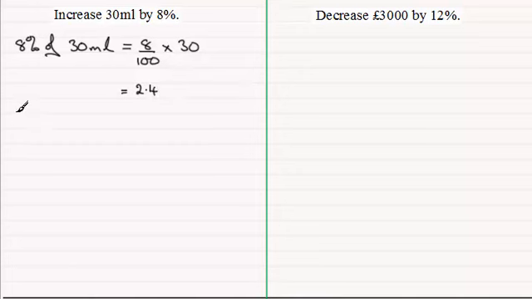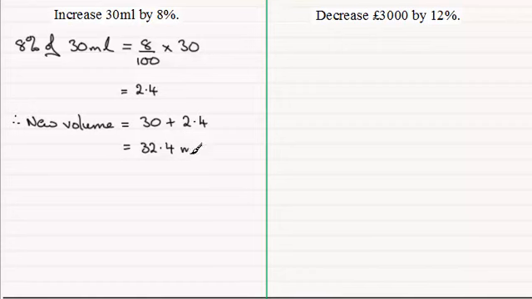And so therefore the new volume is going to be equal to the 30 millilitres plus the extra 2.4 millilitres, and what we get then is 32.4 millilitres. Now that's the slow method, and I did say that we'd look at a quicker method.